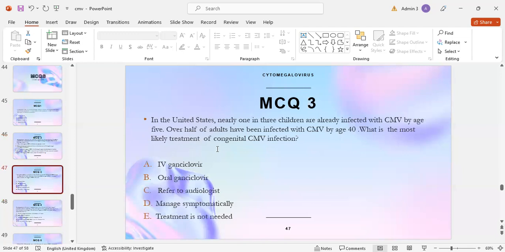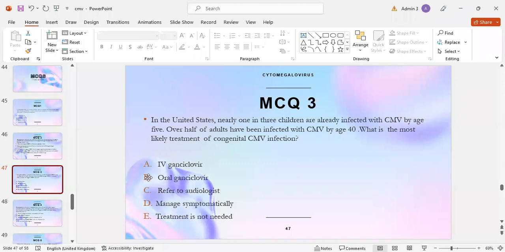In the United States, nearly 1 in 3 children are already infected with cytomegalovirus by age 5. Over half of adults have been infected with cytomegalovirus by age 40. What is the most likely treatment of congenital cytomegalovirus infection? IV ganciclovir, oral ganciclovir, referred to audiologist, managed symptomatically, treatment is not needed.